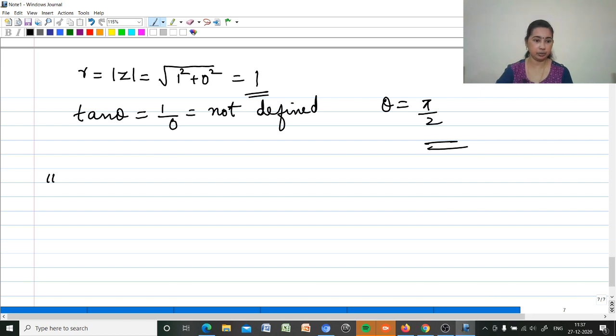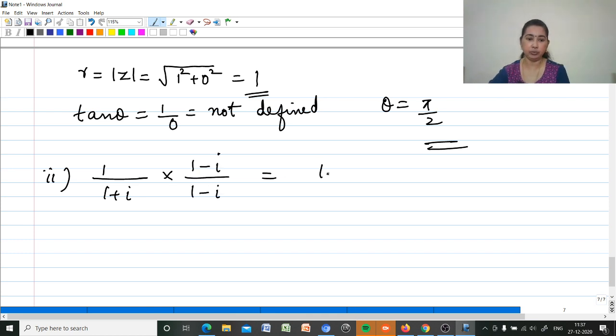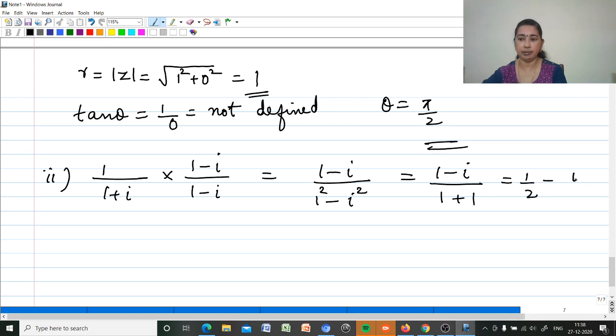Now the second question there, it is 1 by 1 plus i. Again we have to convert this into the complex number form, so we have to multiply numerator and denominator by the conjugate. So 1 minus i by 1 minus i, that is equal to 1 minus i by 1 plus i into 1 minus i is a square minus b square. So 1 square minus i square. That is 1 minus i by 1 minus i square is minus 1. So 1 by 2 minus i by 2.